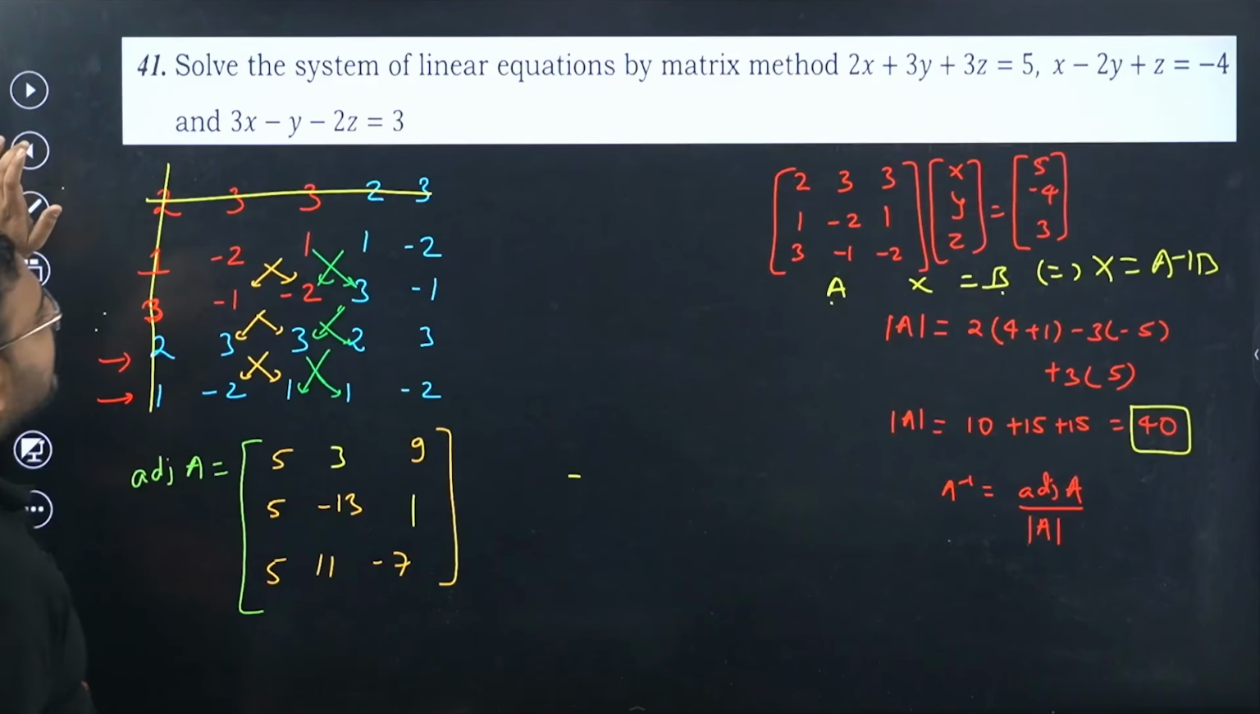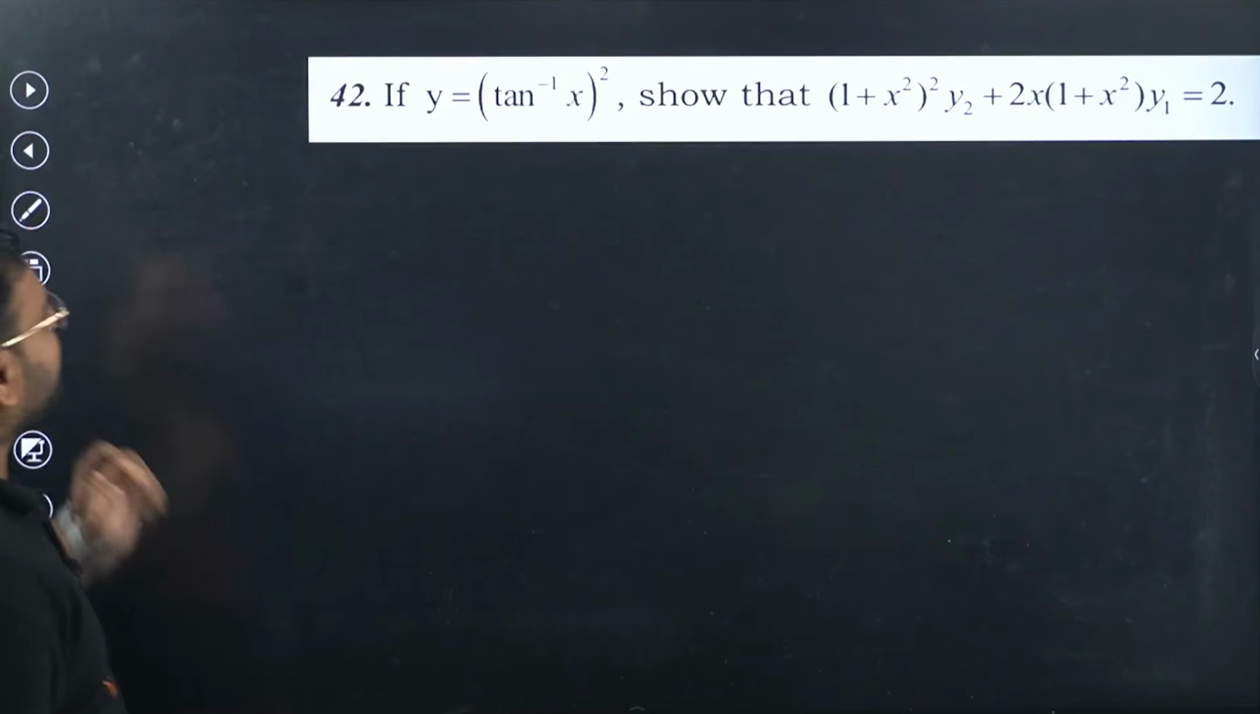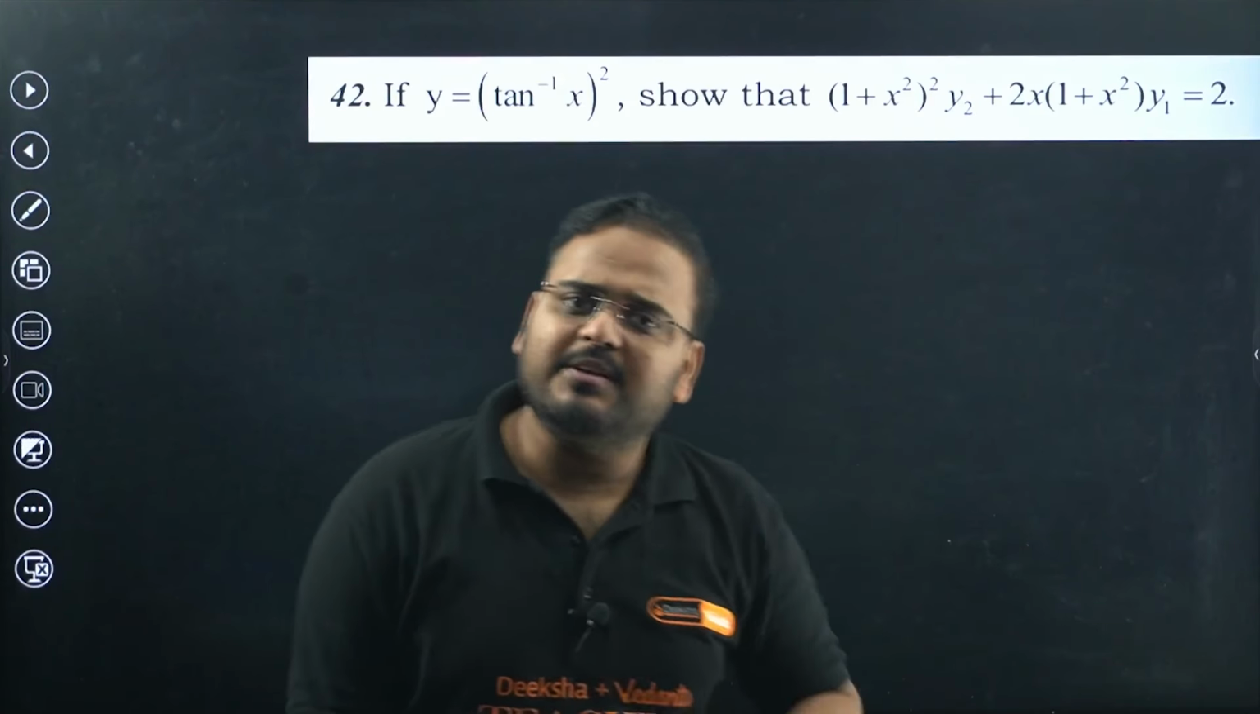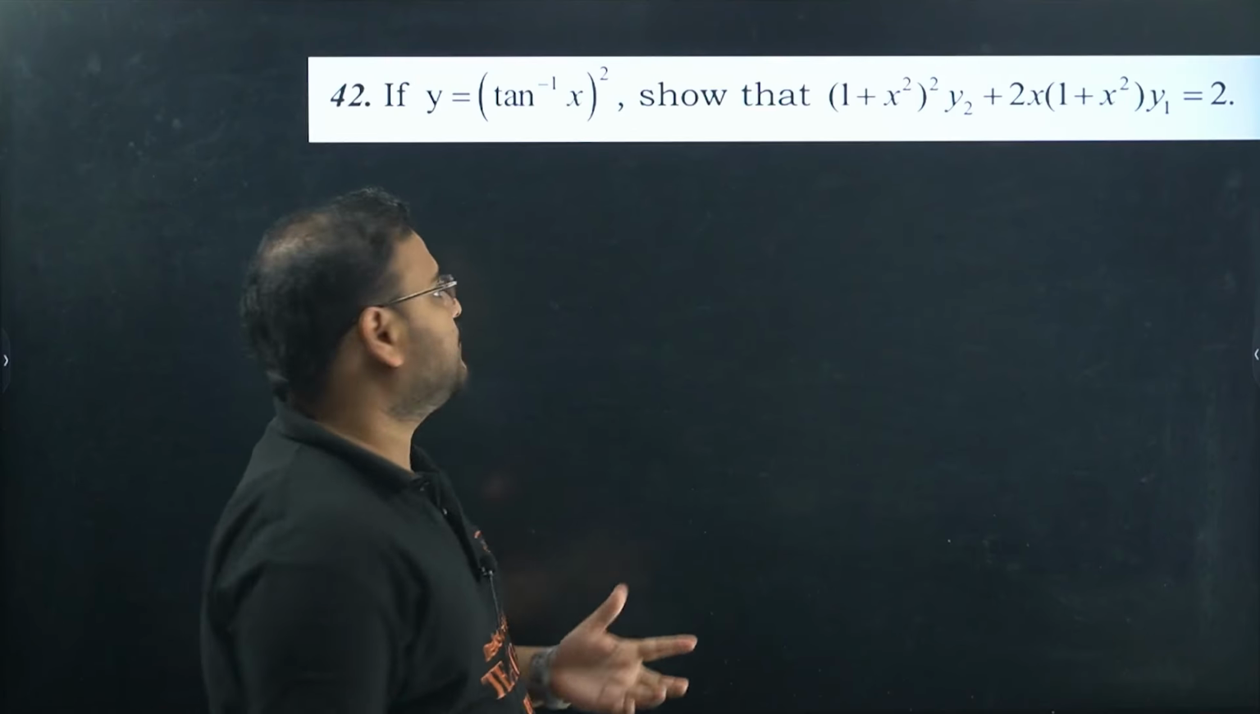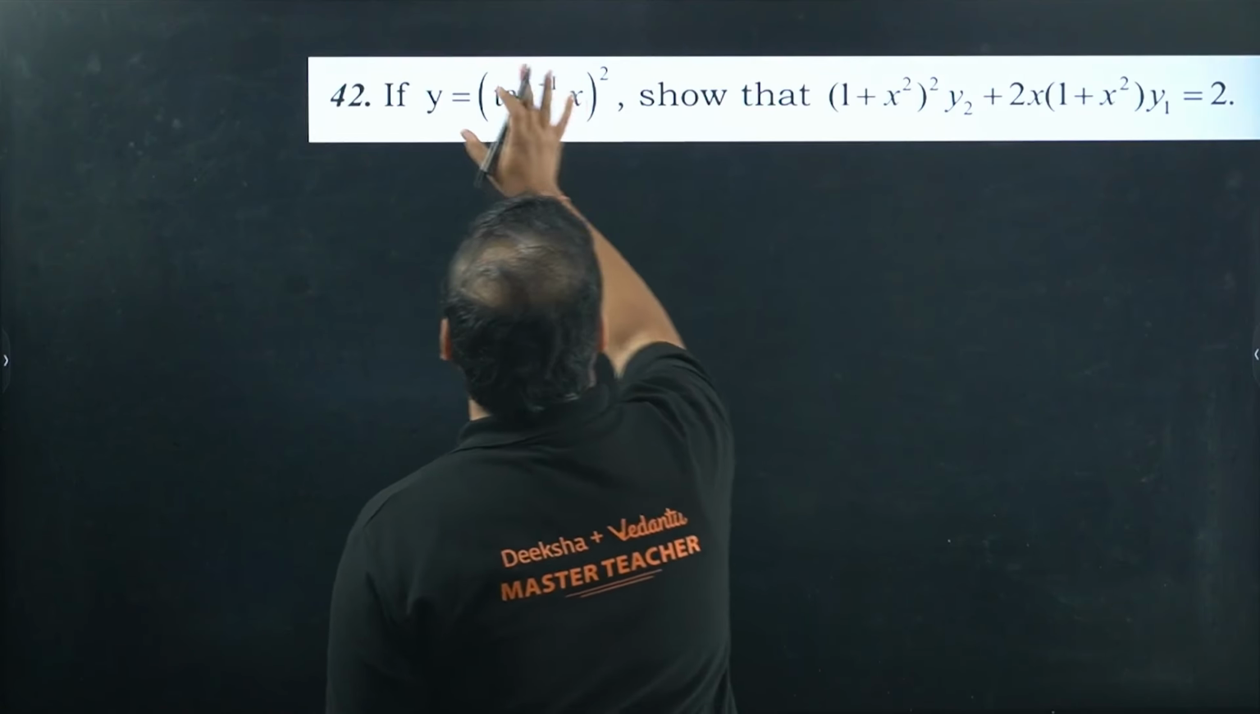Moving on. You want to see one more time? Yeah. Moving on. Question 42. Again, a very simple 5 marker. So you can see in this model paper, the 5 markers are easier in nature. Okay, so we're going to solve this.